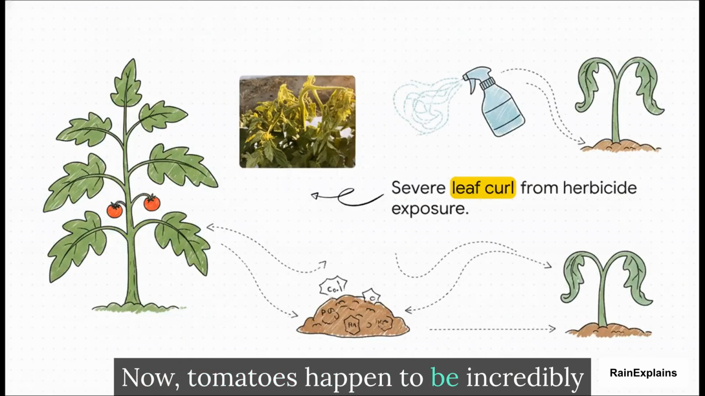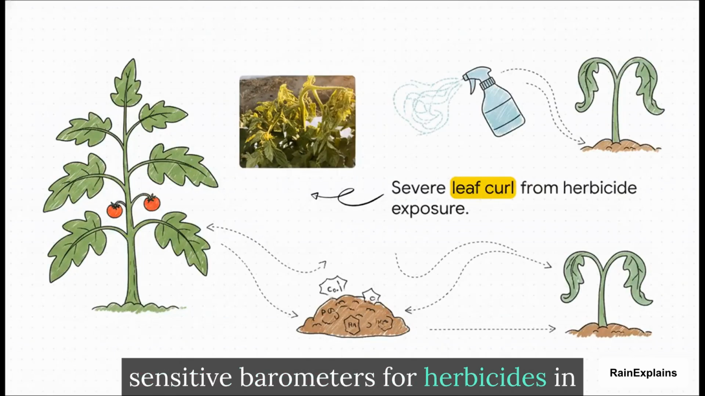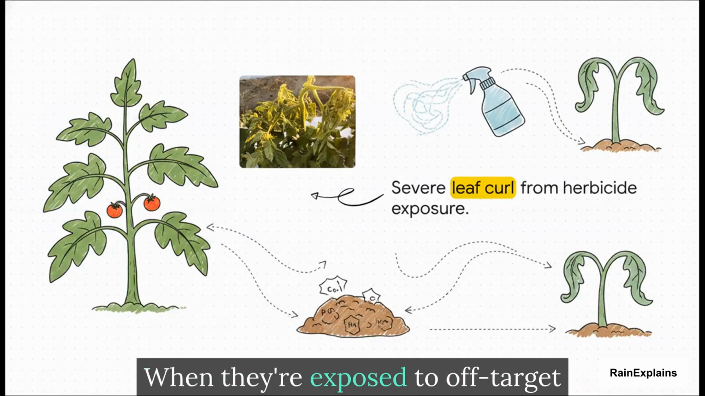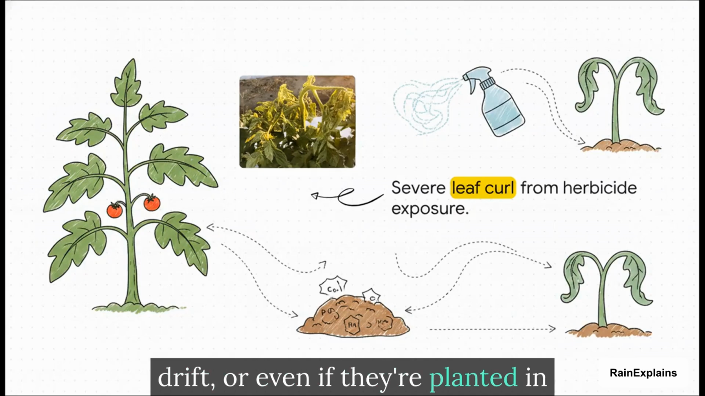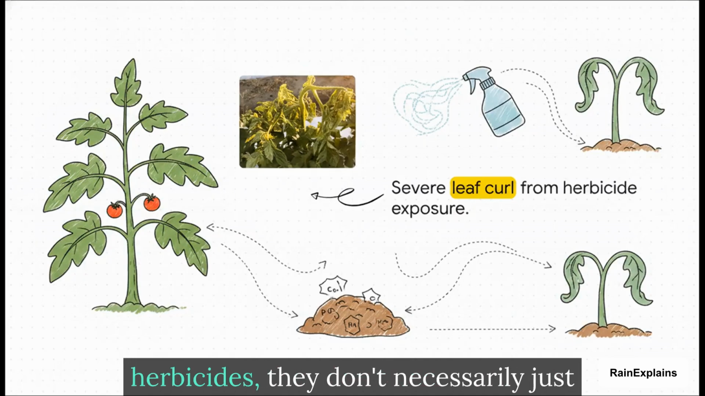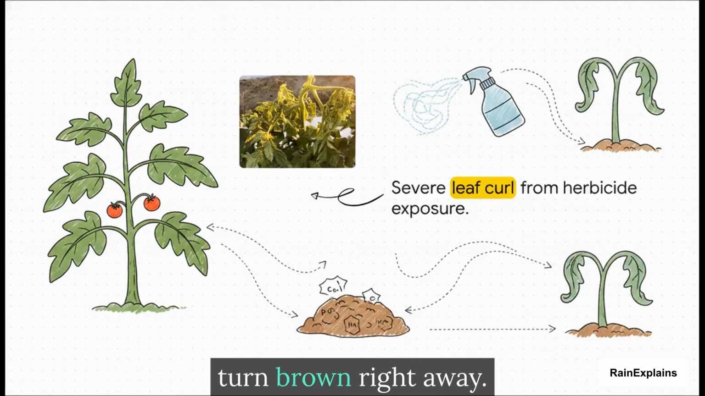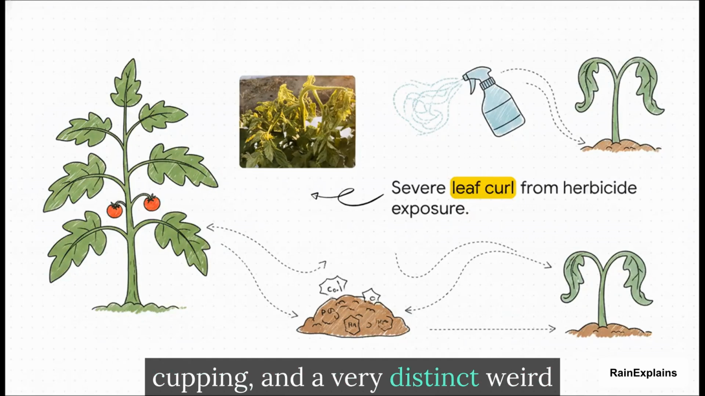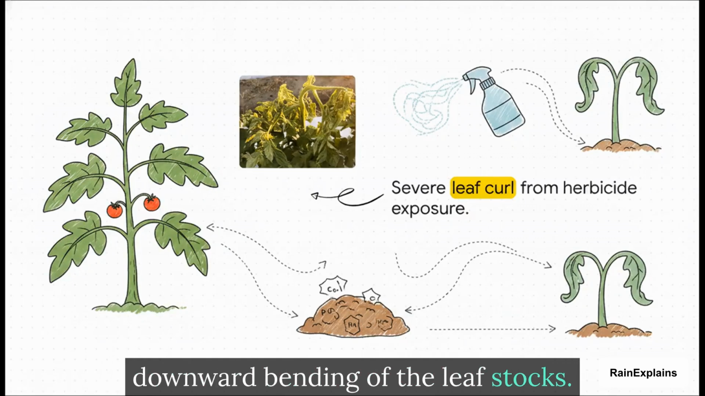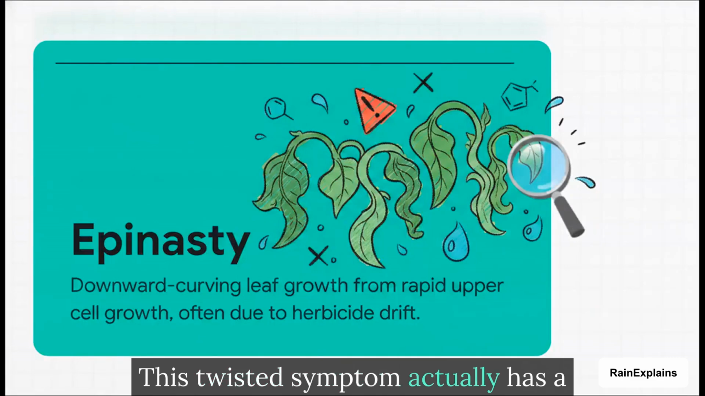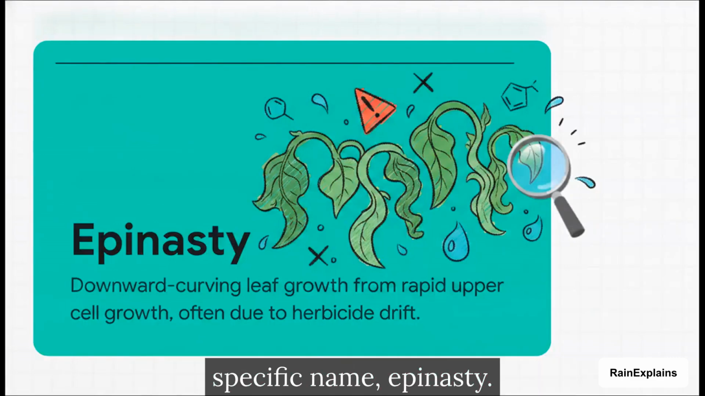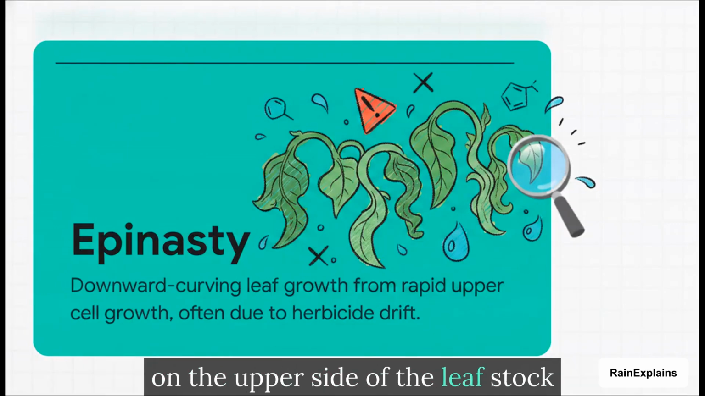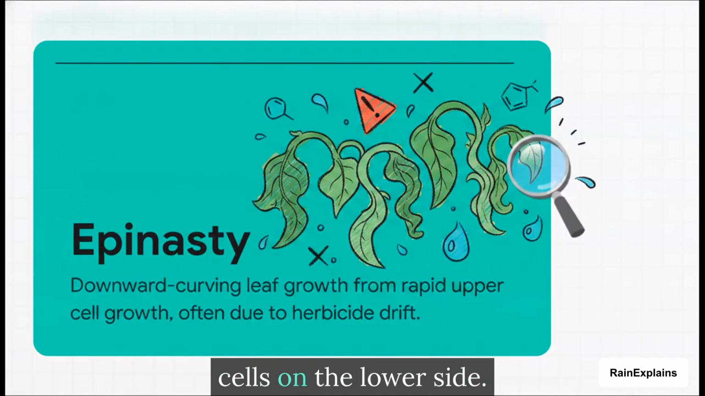Now, tomatoes happen to be incredibly sensitive barometers for herbicides in the environment, particularly chemicals like 2,4-D and dicamba. When they're exposed to off-target drift, or even if they're planted in compost contaminated with pasture herbicides, they don't necessarily just turn brown right away. Instead, they exhibit severe leaf curling, cupping, and a very distinct, weird downward bending of the leaf stalks. This twisted symptom actually has a specific name: epinasty. It's an abnormal, downward curving growth, and it happens because the cells on the upper side of the leaf stalk suddenly grow way faster than the cells on the lower side.